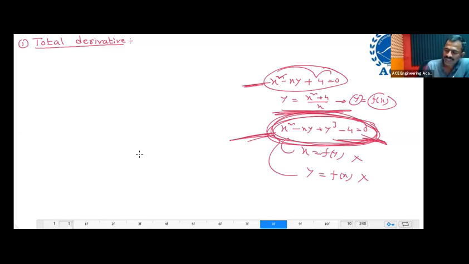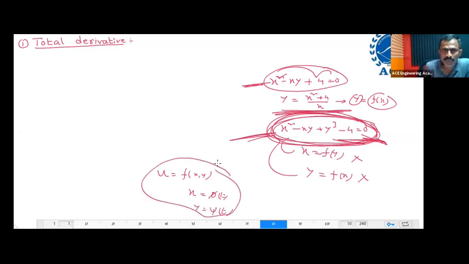Next, the other form is the composite function, or function of function. Suppose u equal to f of x comma y. Again, x is some function of t, and y is some function of t, like this. This type of relation is the composite function or function of function. For these functions, we write the methods of writing the derivatives. The first one is the total derivative.